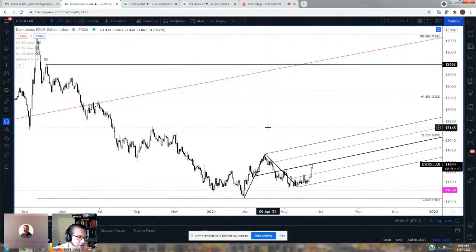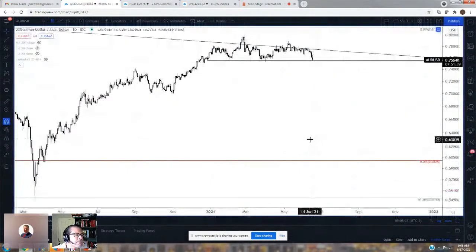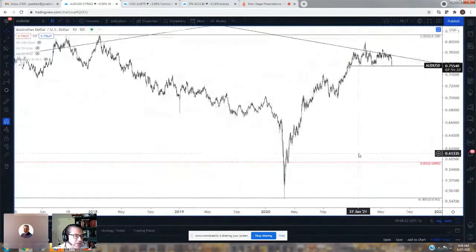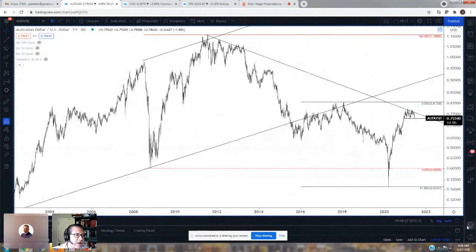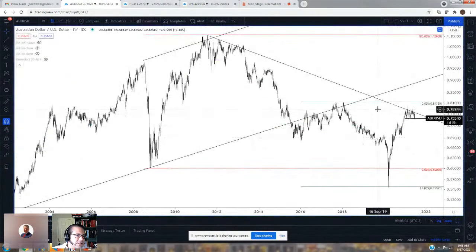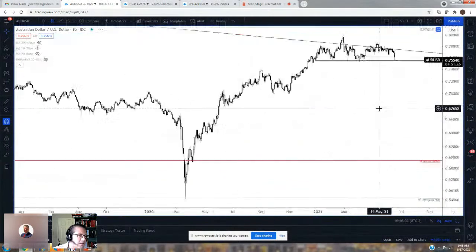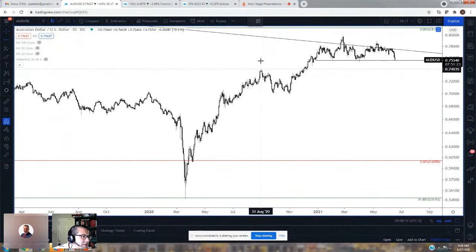We did look at Aussie. So here's that Aussie chart again with that original slope. And as it is right now, the level that I'm looking for us to get to is going to be one of the most defined levels I've ever seen in my life.